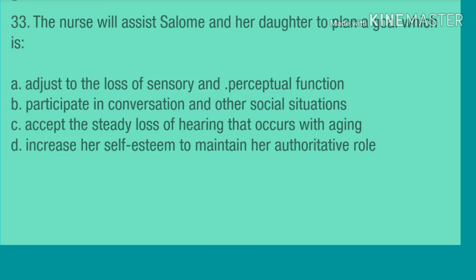Question 33. The nurse will assist Salome and her daughter to plan a goal which is A. Adjust to the loss of sensory and perceptual function. B. Participate in conversation and other social situations. C. Accept the steady loss of hearing that occurs with aging. D. Increase her self-esteem to maintain her authoritative role. Answer, A.